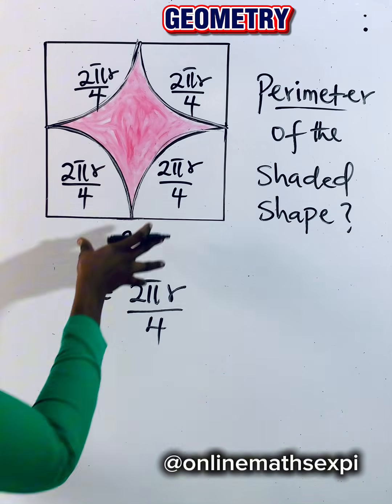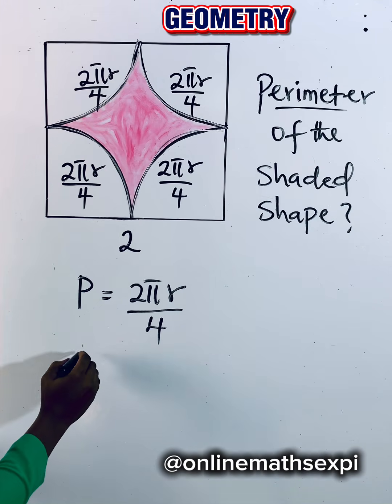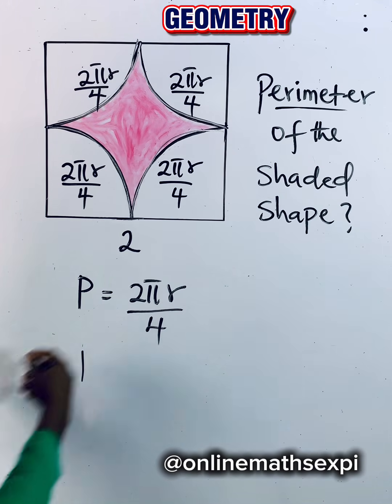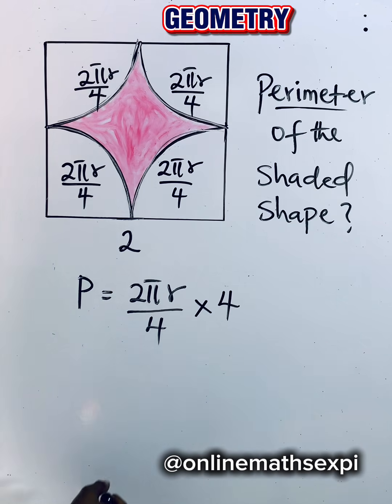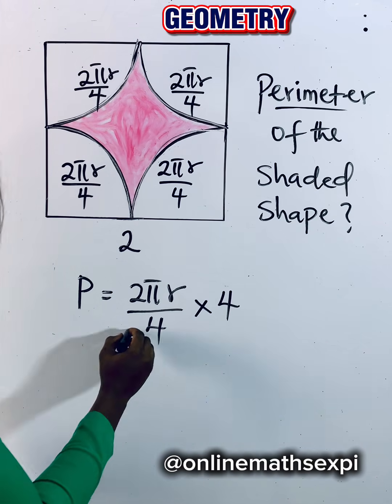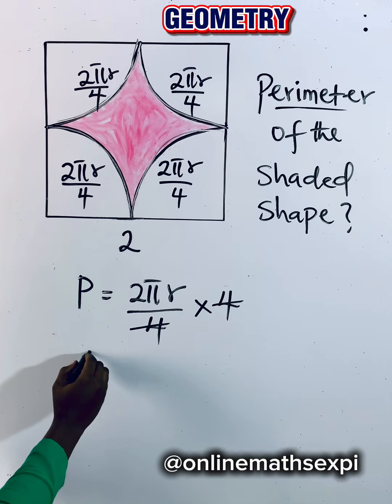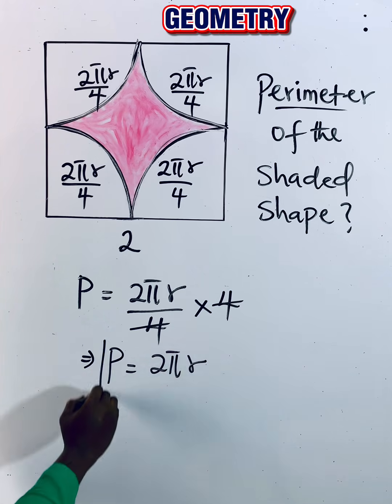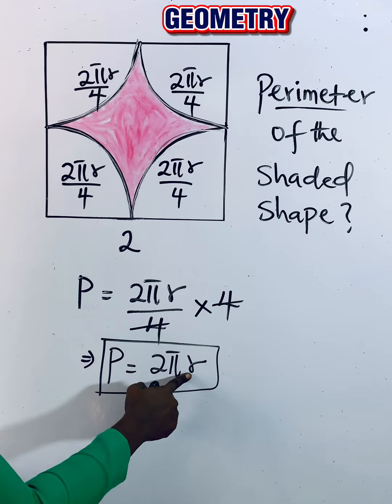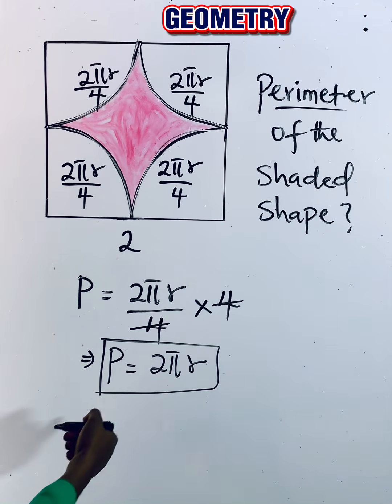So to get the perimeter for the 4 of them, it is going to be this length we have stated multiplied by 4, since they are equal and they will have the same radius. So if you do that, the 4 cancels out. We have it that the perimeter is 2 pi r. Now the question is, how do we find the radius of this quarter circle?